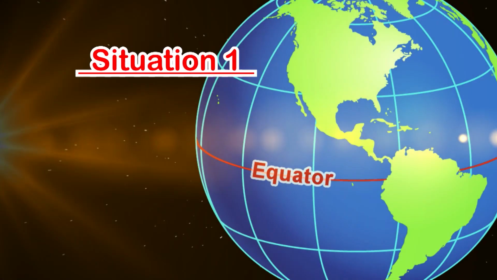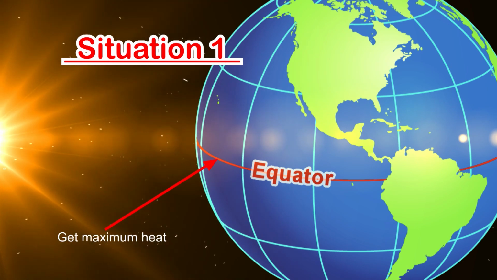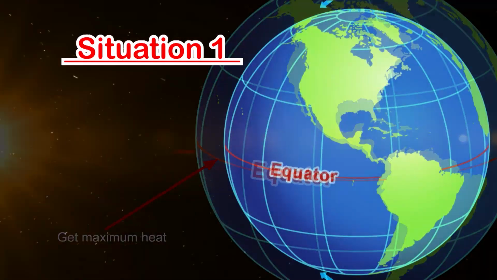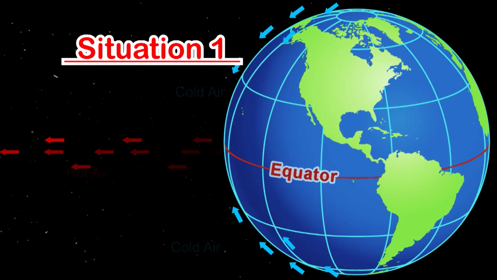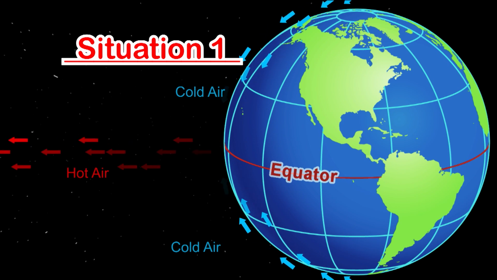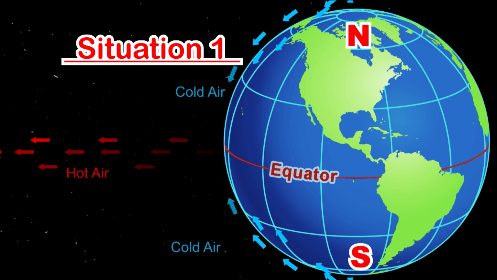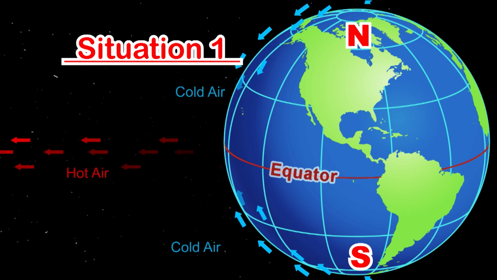You might have learnt in geography that regions close to the equator get maximum heat from the sun. The air in these regions gets warm. The warm air rises and the cooler air from the regions in the 0 to 30 degrees latitude belt on either side of the equator moves in. These winds blow from the north and the south towards the equator.